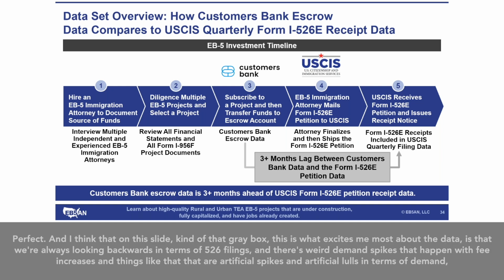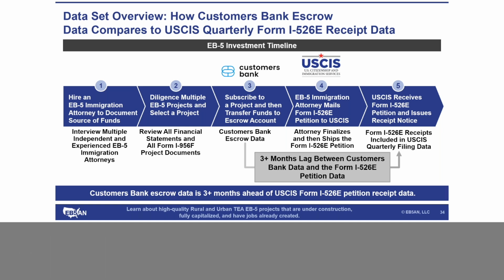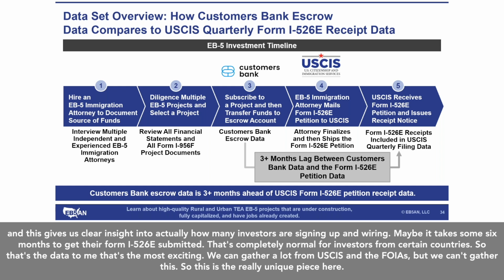Okay, perfect. And I think on this slide, that gray box, this is what excites me most about the data, is that we're always looking backwards in terms of 526 filings, and there are weird demand spikes that happen with fee increases and things like that, which are artificial spikes and artificial lulls in terms of demand. And this gives us clear insight into actually how many investors are signing up and wiring. Maybe it takes them 6 months to get their Form I-526E submitted. That's completely normal for investors from certain countries. So that's the data to me that's the most exciting, that we can gather a lot from USCIS and the FOIAs, but we can't gather this. So this is the really unique piece here.